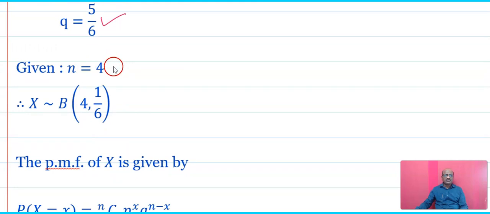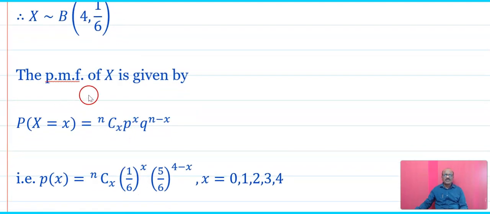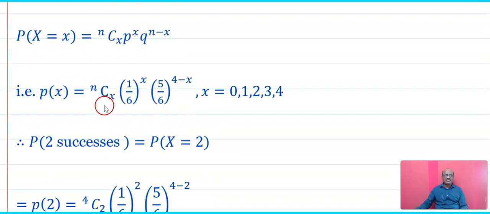Now here n is equal to 4, number of the throws. X follows the binomial distribution with n and P. The value of n is 4 and P is 1 upon 6. The PMF of X is given by P of capital X equals small x, nCx, P raised to x into Q raised to n minus x. Therefore, here nCx 1 upon 6 raised to x and 5 by 6 raised to 4 minus x. The values of x are 0, 1, 2, 3, 4. 2 success, that is, capital X is equal to 2.